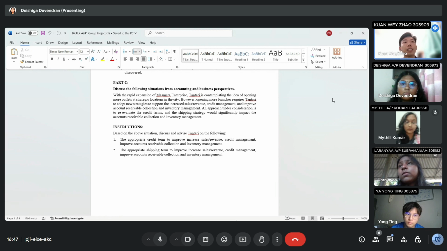And the second question is about the shipping term. My answer is to use FOB, which is free on board term. Under this term, the customer assumes responsibility to pay the shipping cost once goods are delivered. For example, the customer will handle logistics after the goods leave the warehouse. This will reduce costs for Masmara Enterprise and encourage efficient inventory turnover. And that's all.